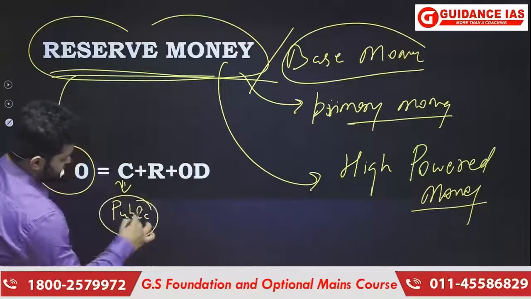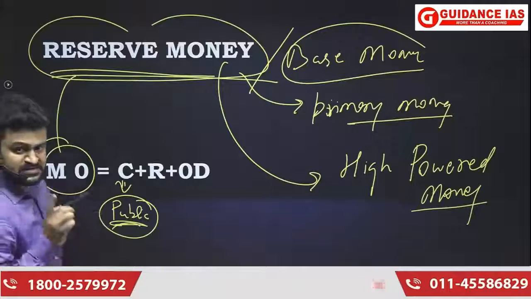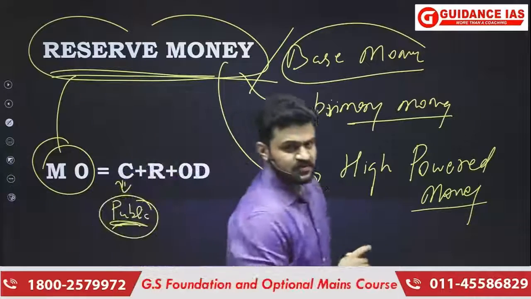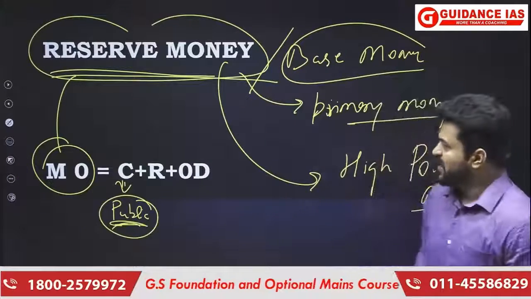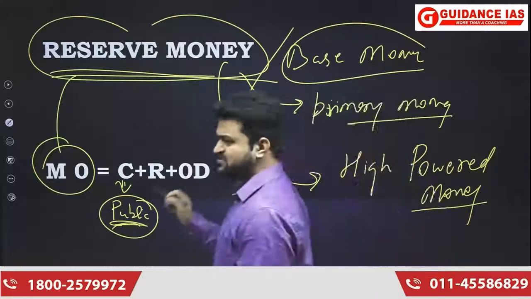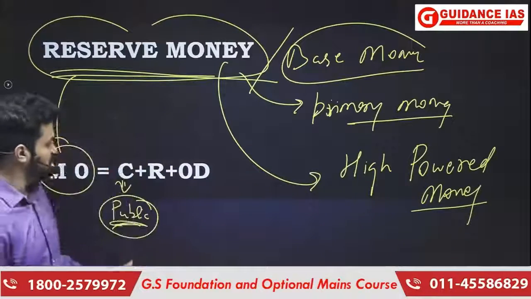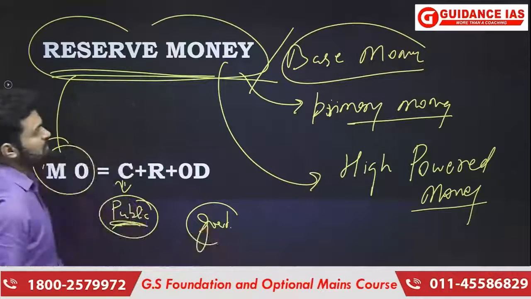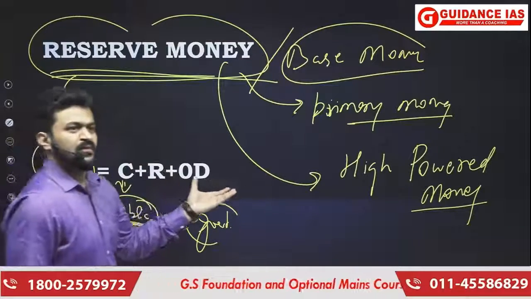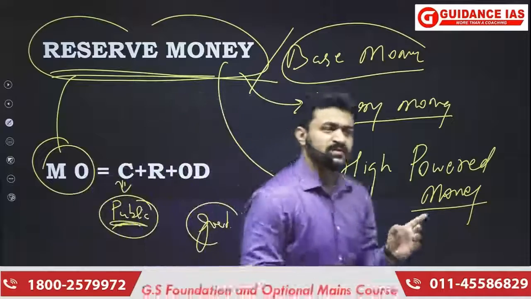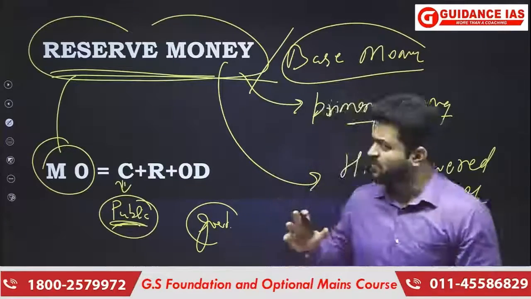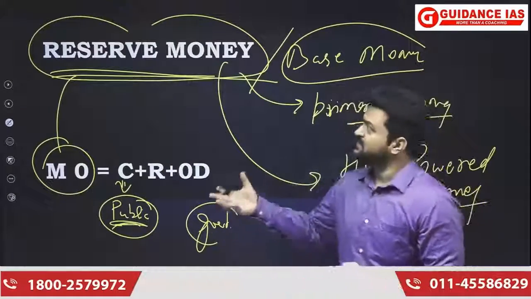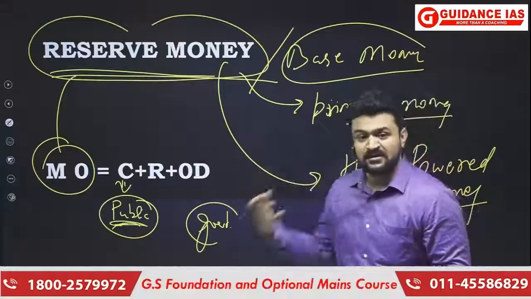But now this time the term public is not going to exclude banks. The only entity which is going to be excluded from the term public is the government. When we are talking about base money and primary money, we are just going to exclude that entity which is responsible for creating that money by printing.